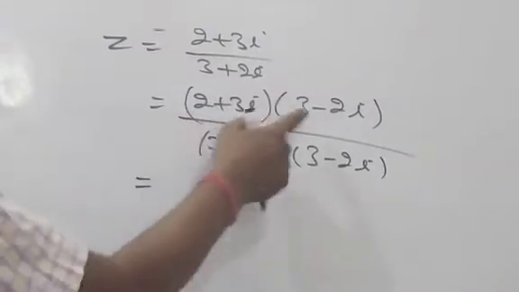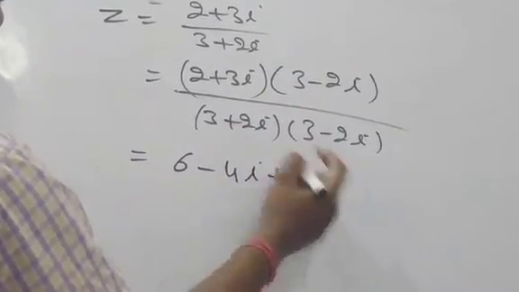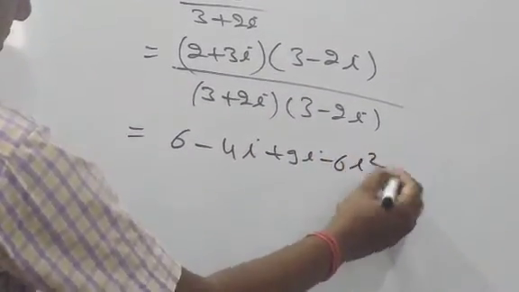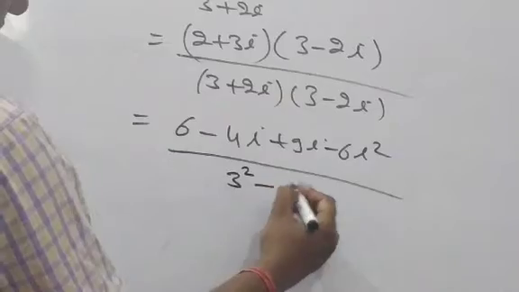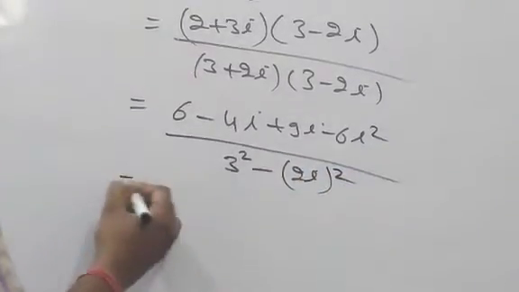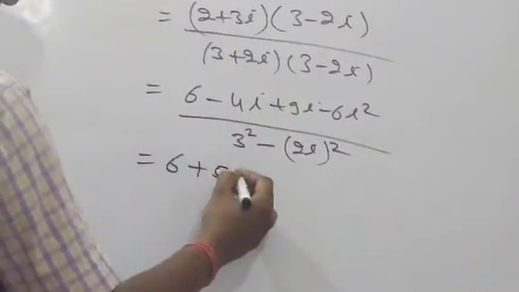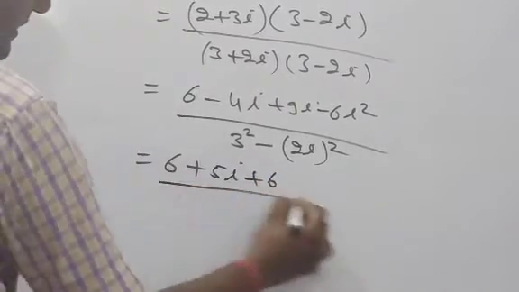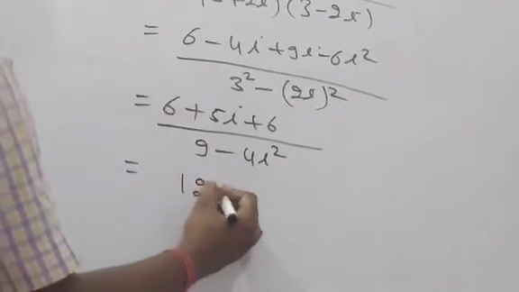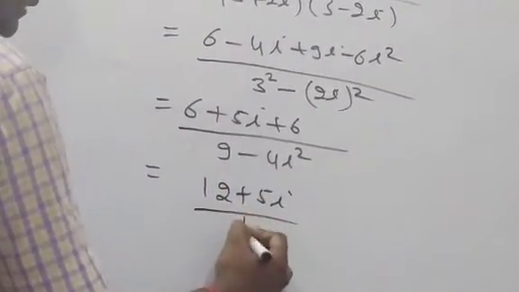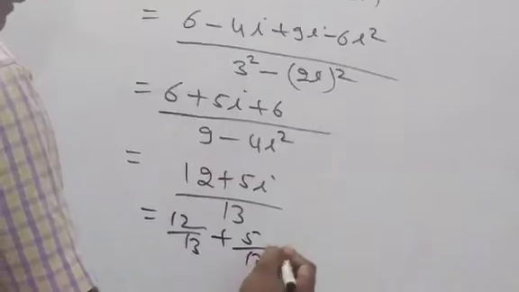Clear? Now 2 into 3 is 6, 2 into 2 is 4i, 3 into 3 is 9i, 3 into 2i is minus 6i squared, upon what? (a plus b)(a minus b), means a square minus (2i) whole square. 6 minus 4i plus 9i, 5i here, plus 6, upon what? 9 minus 4i square, is equal to 12 plus 5i, and here 13. Now 12 by 13 plus 5 by 13 i.